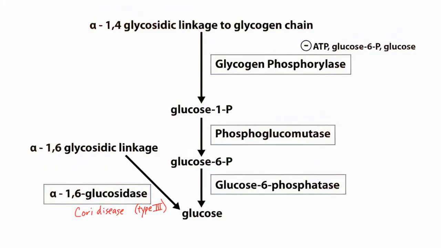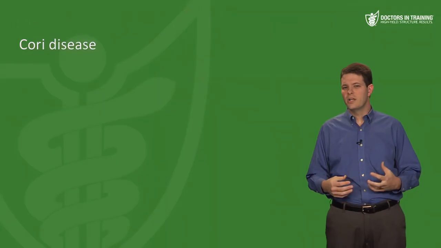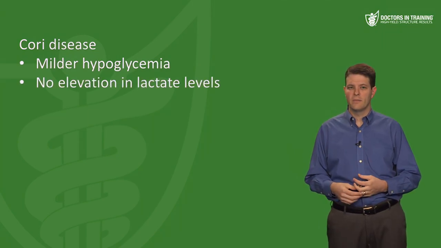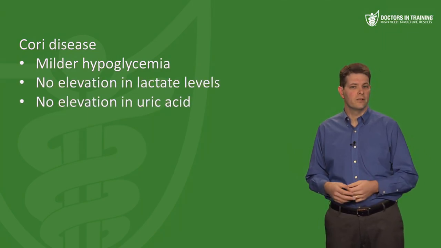Cori disease is like a milder form of von Gierke disease. Cori disease is due to a defect in the debranching enzyme. So these patients can break down the alpha-1,4 linkages. They just can't break down the alpha-1,6 linkages. So glycogen can be broken down, just not completely. And gluconeogenesis works perfectly fine. So these patients have milder hypoglycemia. They have no elevation in lactate levels and no elevation in uric acid.